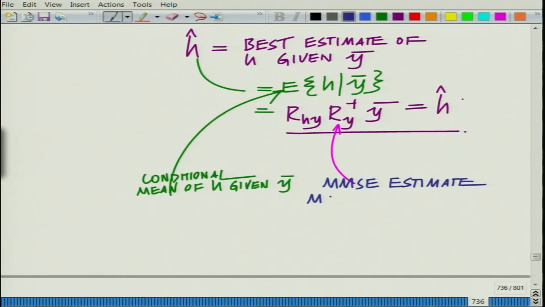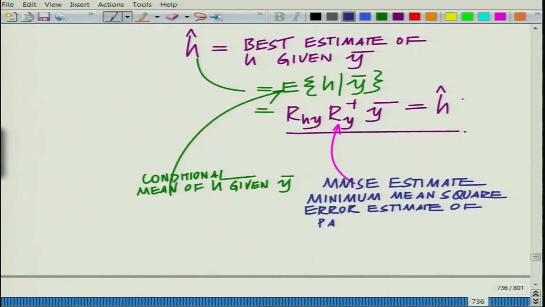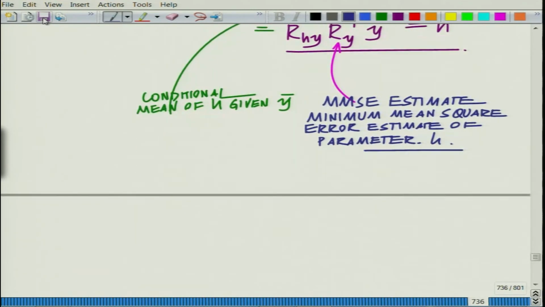That is the minimum mean square error, the minimum mean squared error estimate of the parameter H.